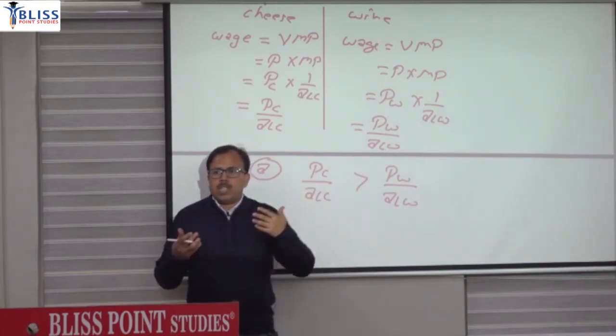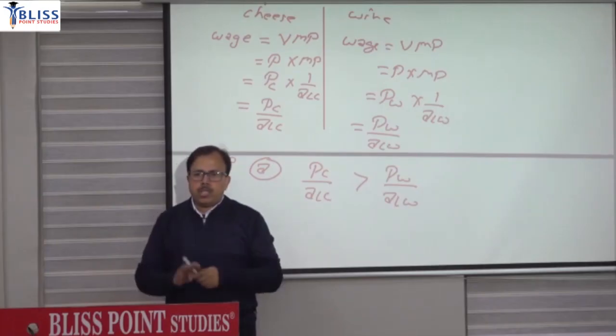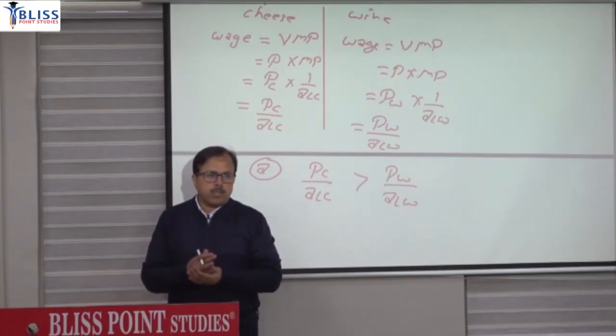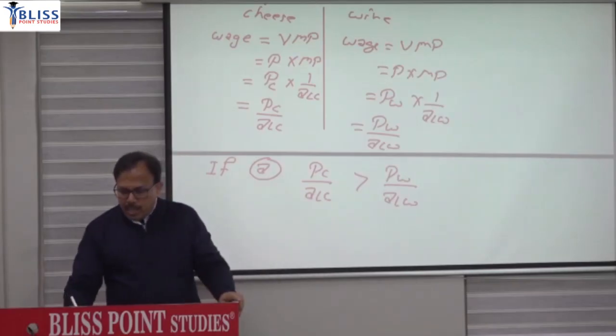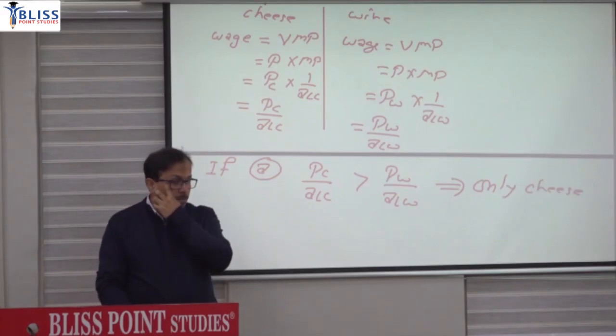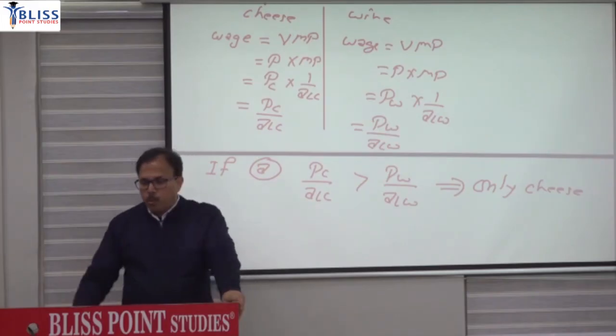So if I consider that this is greater, it means wage in cheese is more, then all labor will go to the cheese industry. Country will produce only cheese. So if this is the condition, in that case country will produce only cheese. Write that down. Only cheese. Country will produce only cheese.